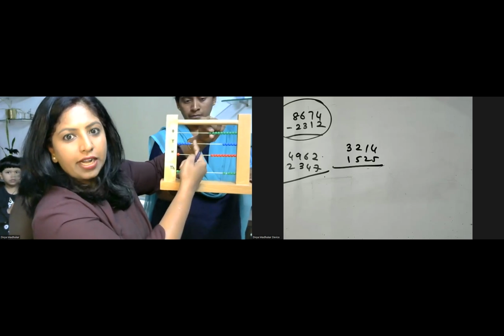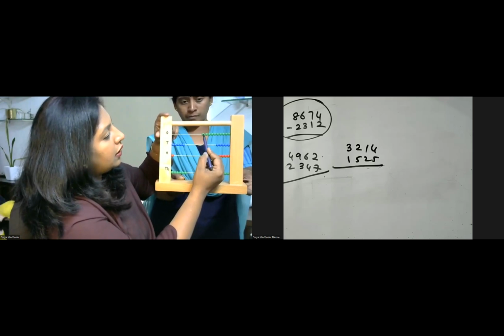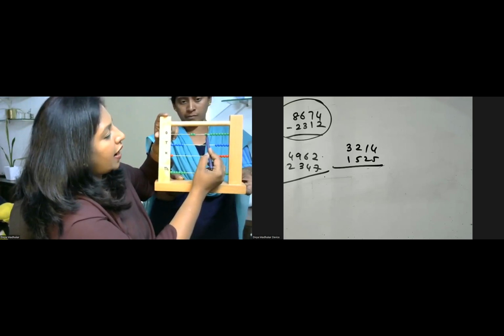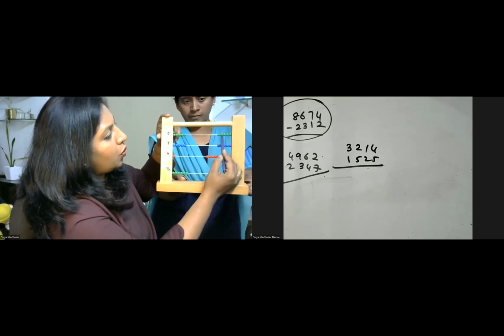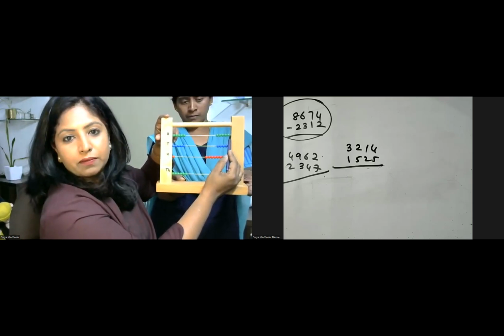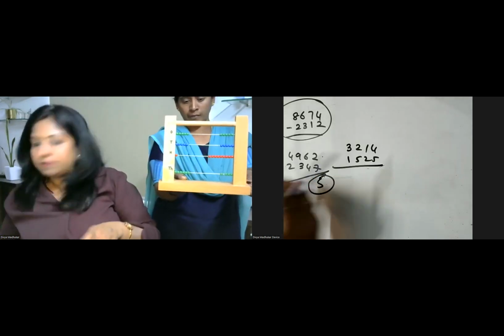Now I have to move what? 3, 4, 5, 6, 7. I moved. How much is remaining? 1, 2, 3, 4, 5. So your answer will now be 5 here.